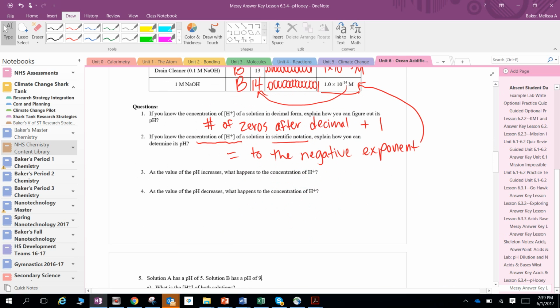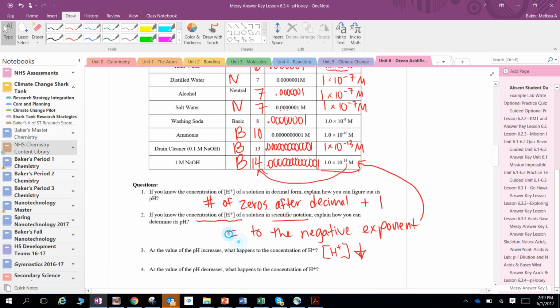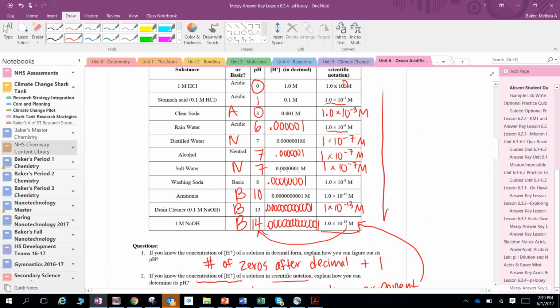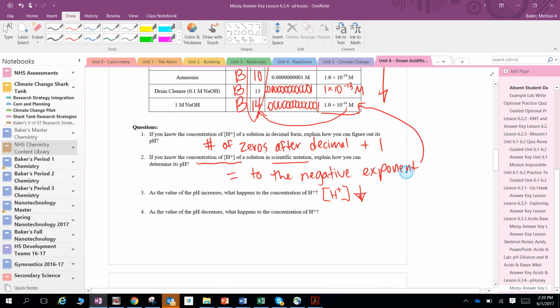As pH goes up, the concentration of the hydrogen ions is going down. You'll notice this number over here is getting smaller and smaller as the pH in this column is going up and up. As the pH goes down, then the hydrogen ion concentration must be going up.